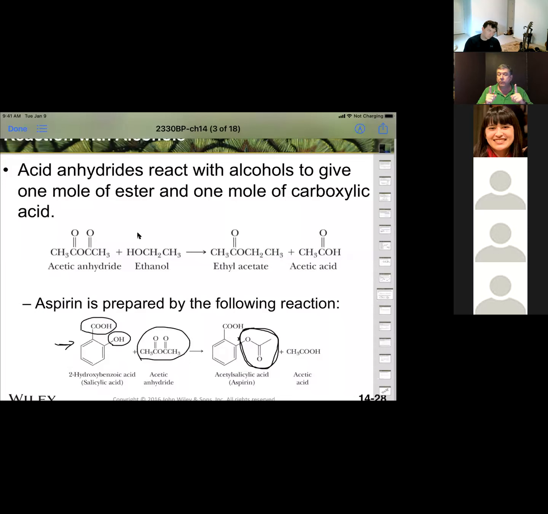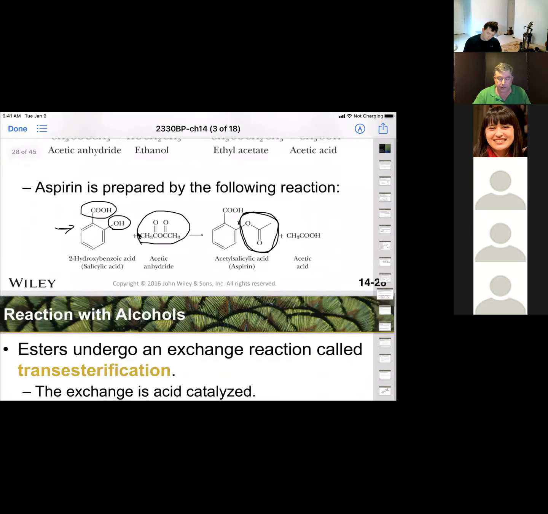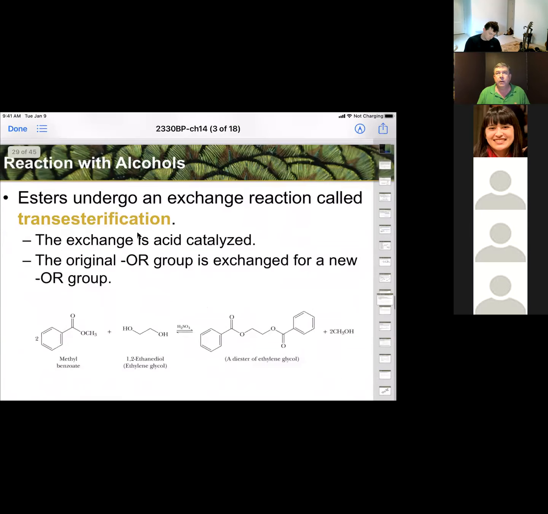You're only going to make one equivalent of ester and one equivalent of carboxylic acid. All right. So, we had acid chlorides, and they react with alcohols to make HCl and an ester. We had an anhydride, they make an ester and a carboxylic acid. Well, do esters react with alcohols?